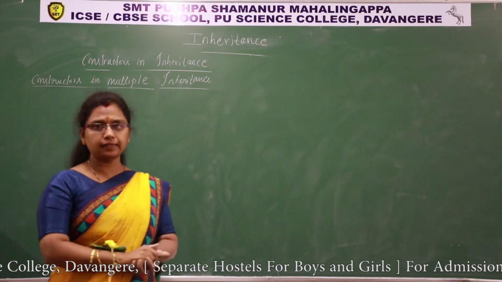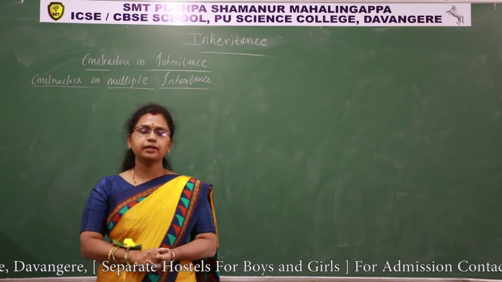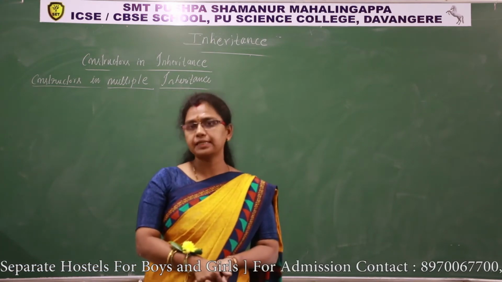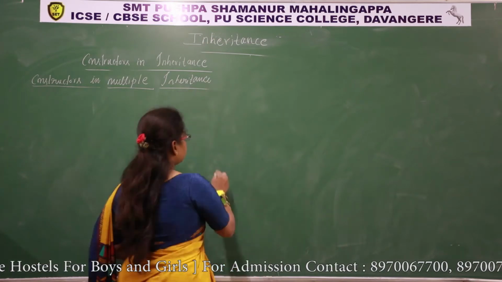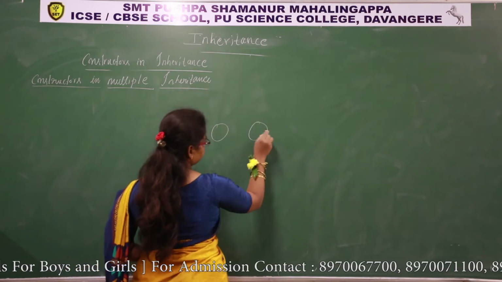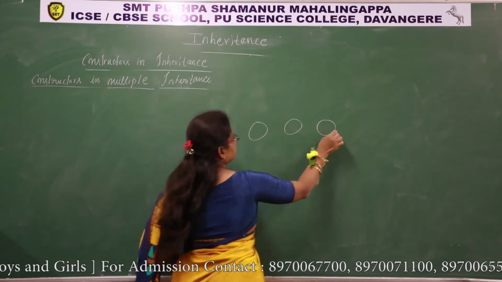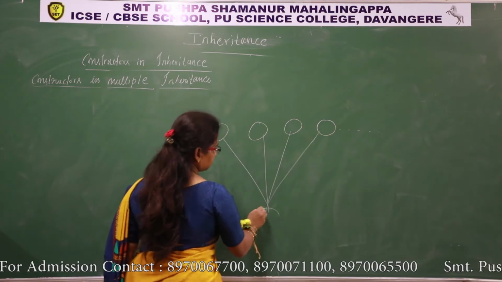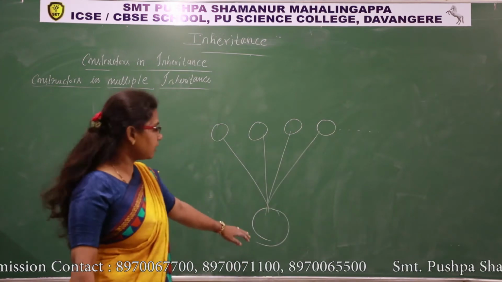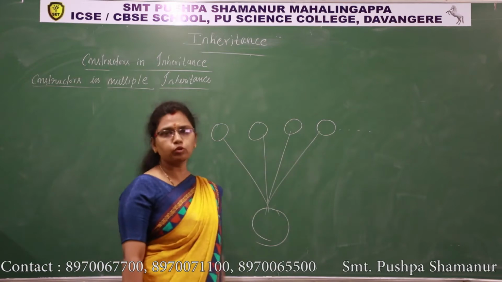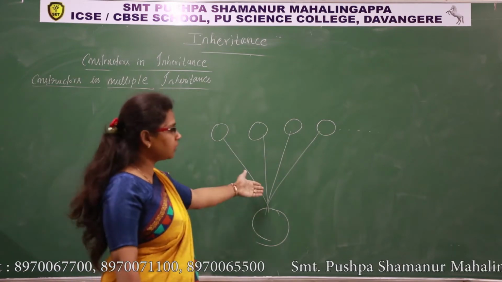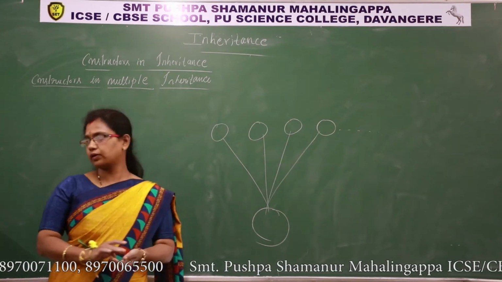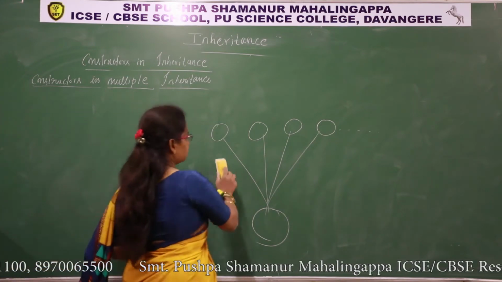What is multiple inheritance? We all know multiple inheritance means a class which is derived from 2 or more base classes. Is it? The pictorial representation is like this now. A class which is derived from two or more base classes. This is multiple inheritance. Let us consider two base classes and one derived class to understand easily.